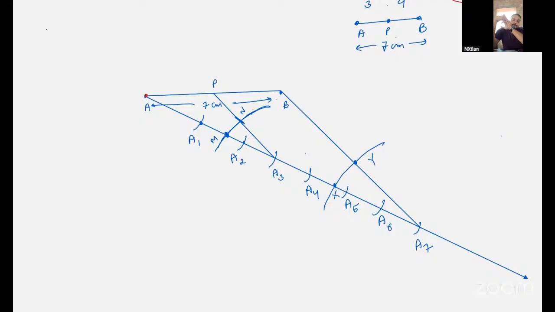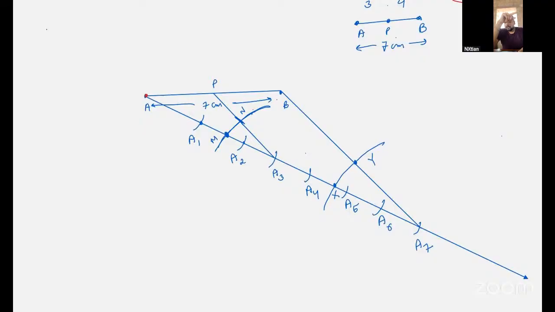Draw a line segment of 7 centimeter. First step is to draw a line segment of 7 centimeter. Name it as AB. Yashwant, you're writing, no? Okay. Second point.